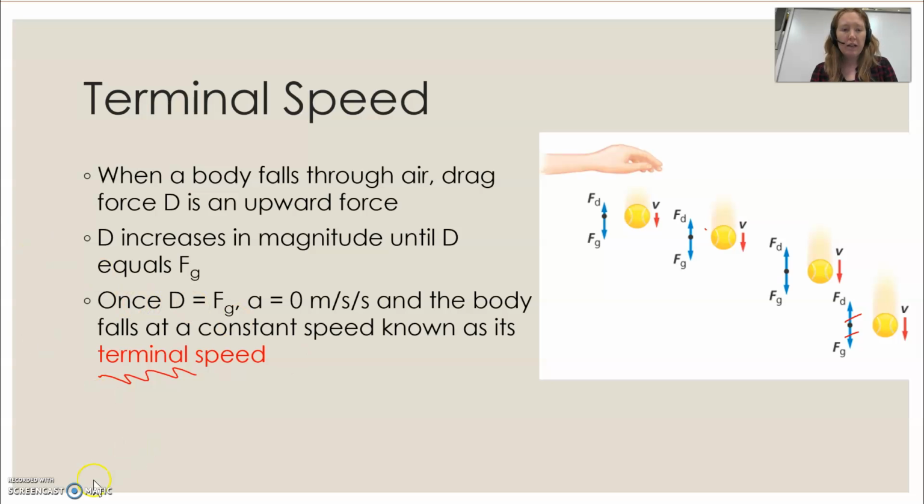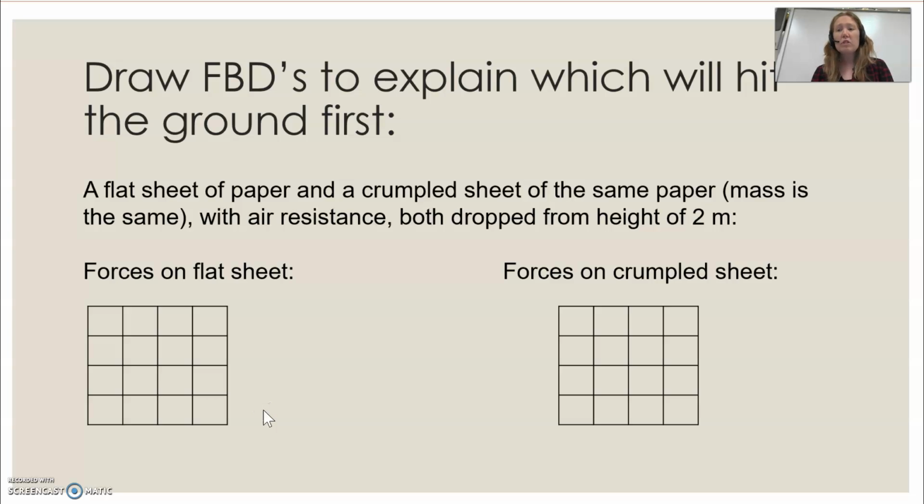All right. Then let's do a few examples of some free body diagrams. Here I want to compare two things that have the same mass but different surface areas. I have some post-it notes here. If you have a flat sheet of paper and a crumpled sheet of paper, which one do you think is going to hit first? Well, the crumpled one. That didn't take a physics class to know that. But let's explain why.